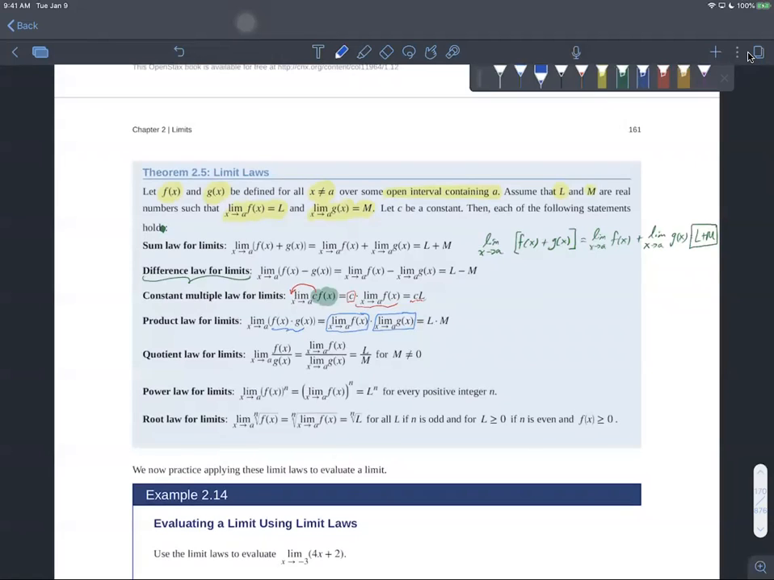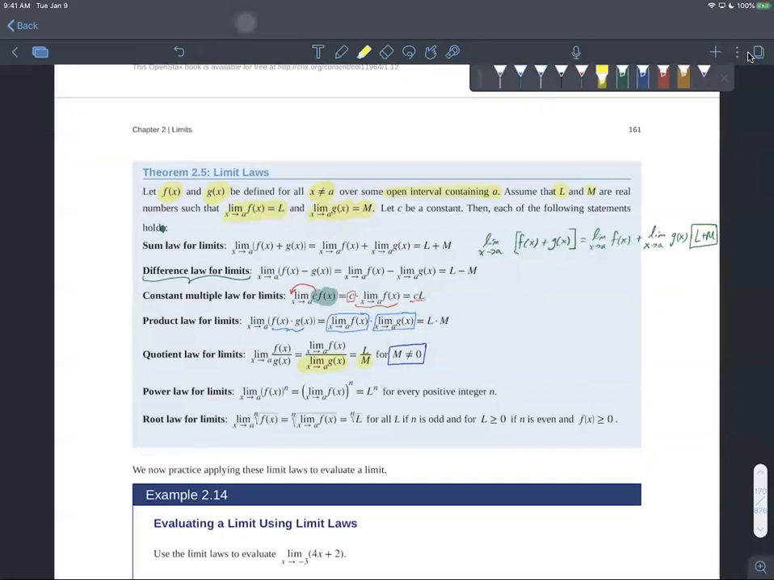The limit of a quotient f of x over g of x as x approaches a, we just take the limit individually: the limit as x approaches a of f of x divided by the limit as x approaches a of g of x. The top has a limit of L, the bottom has a limit of M, so it's L over M. But keep in mind that this only holds if the limit as x approaches a of g of x is not equal to 0. Of course, because if this limit down here was 0, then L over M would be L over 0, which is undefined, right? So we can't have that limit be 0.